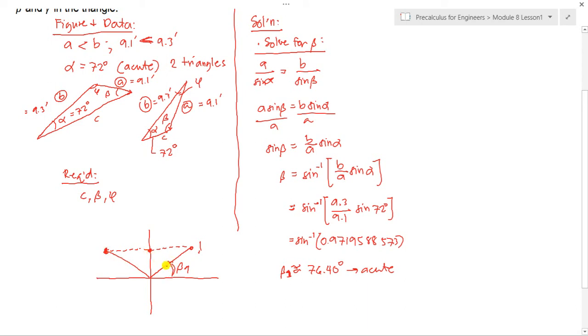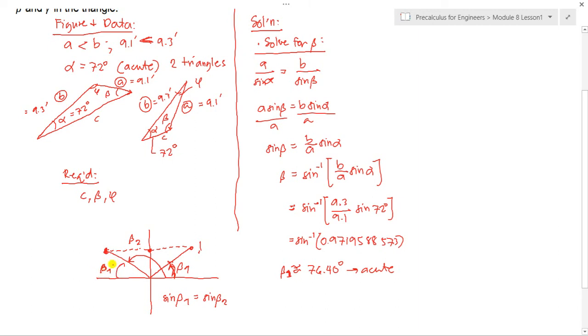Now, at standard position, we can get the other angle. This is beta 2. If we get the sine of beta 1 and beta 2, then they are the same. So sine beta 1 is just equal to sine beta 2. So therefore, to get the other angle, we know that this angle here is beta 1, so automatically this one is also beta 1.